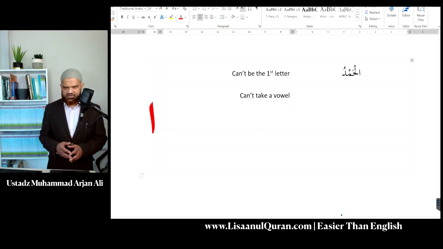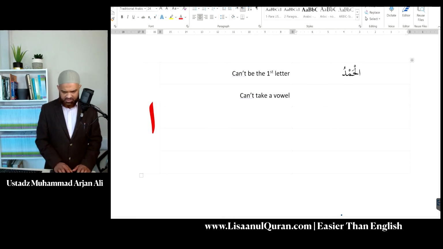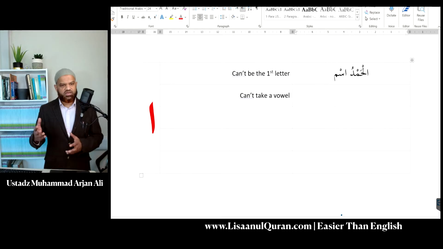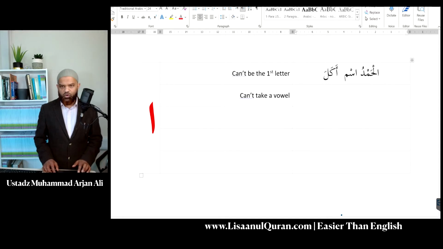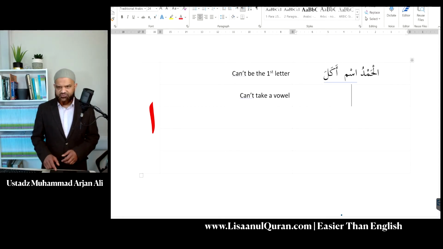Alhamdu looks like an Alif at the beginning. Or let's do another one. Ism, name, looks like an Alif at the beginning. Or let's do another word. Akala, he ate. So in all of these three, it looks like we have Alif at the beginning.